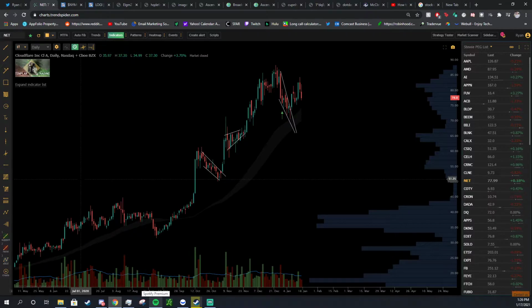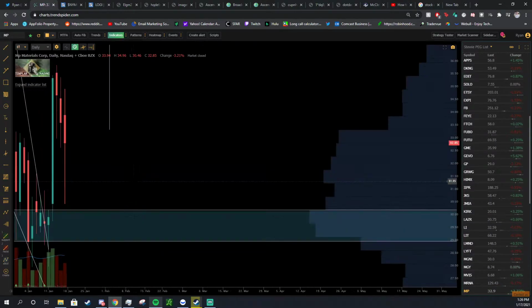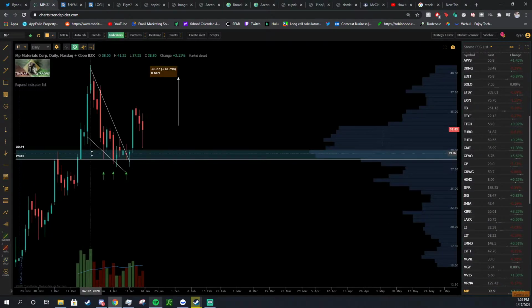Okay, let's see. Falling wedge example. MP Materials, this is kind of a new one, also a PEG list runner. We see it IPO'd at $16 here, and what's cool to see is, once again, it's got its own pattern, right? We gap up, wedge down, gap up, wedge down, and now we gapped up again, and we got a more dramatic wedge down, of course, because the gap up was larger.